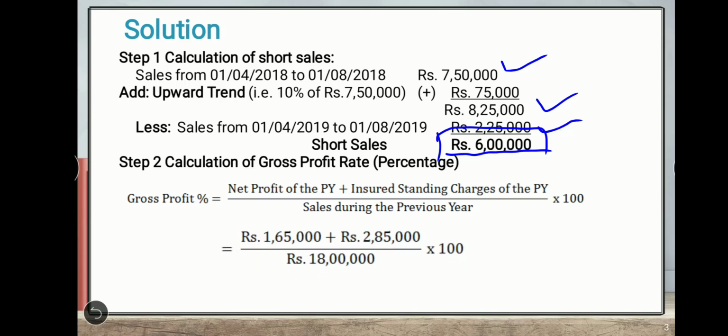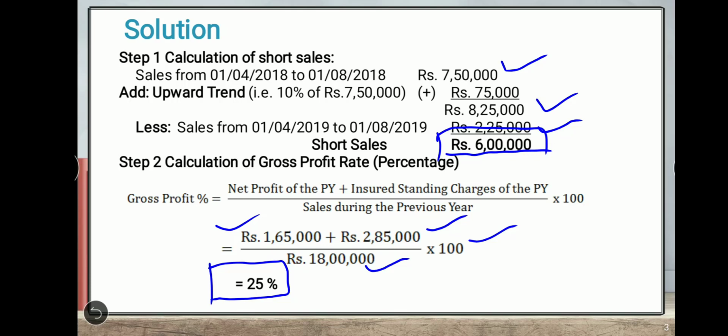So net profit 1,65,000, insurer standing charges, which is already given in the example, 2,85,000, and sales for the previous year 18 lakh, multiplied by 100. So how much is it? Calculate it on your calculator and comment your answer in the comment box. So GP rate is 25%. Is that clear? Now go to the next step.